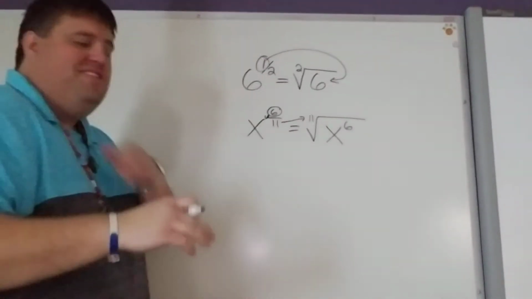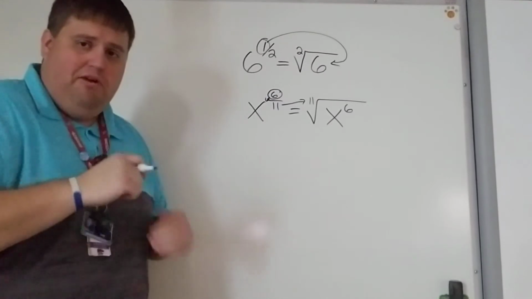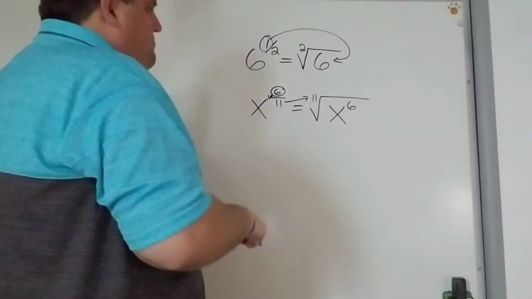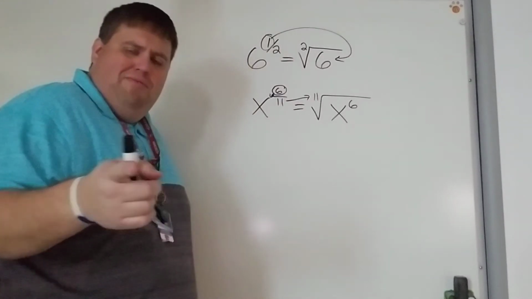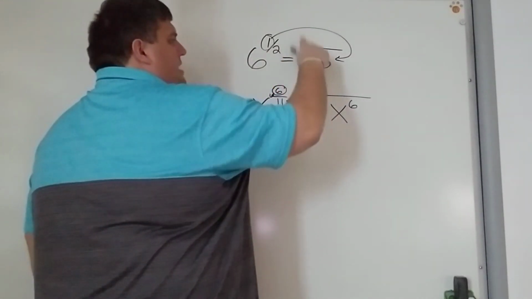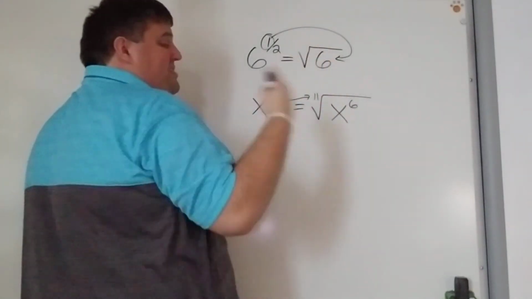So if you see a root without a number on the outside, it's always a square root. So it's always a 2. Which is weird because in math, usually when we don't see something, it's a 1, right? So if you don't see anything out here, there's always a 2 there.